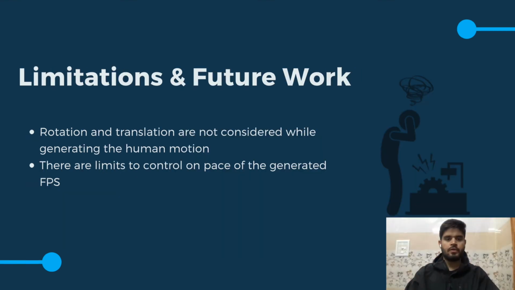Following are the limitations of our work that we are going to work on in future. Rotation and translation are not considered while generating the human motion. There are limits to control on the pace of the generated FPS.